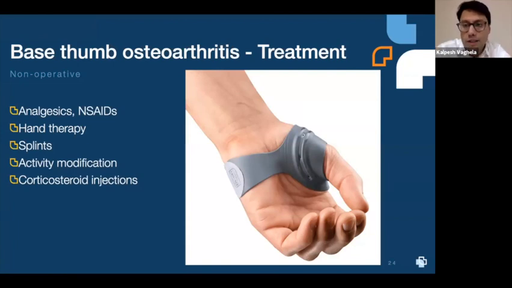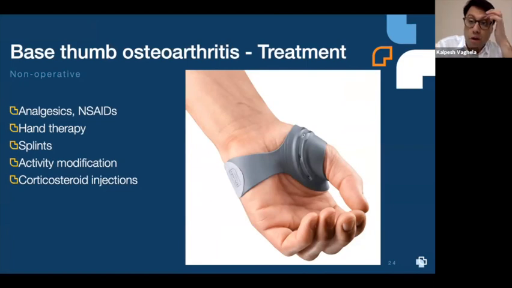Generally, analgesics and NSAIDs are useful. Refer them to hand therapy, and they can certainly retrain some of the muscles around the thumb to try and reduce some of those joint reaction forces. And they may supplement this with something like a splint. So this is called a push-up splint. That gives you better pressure on the volar aspect of the thumb to try and stabilize the CMCJ.